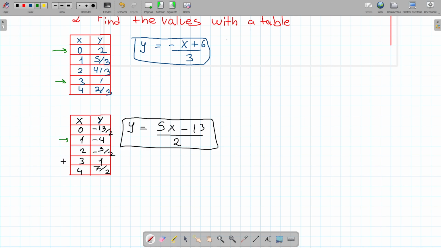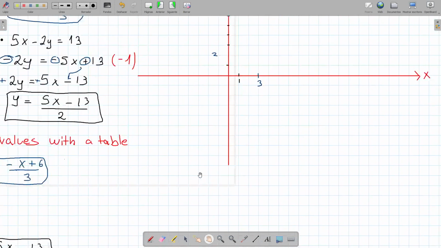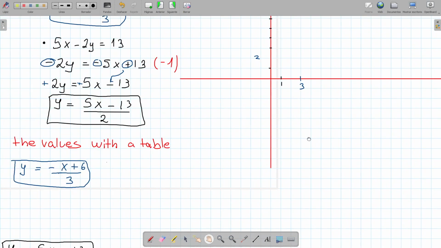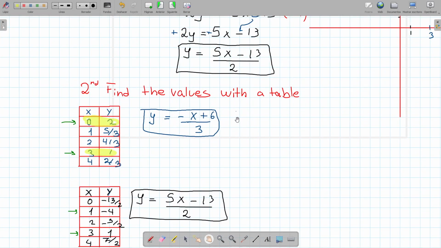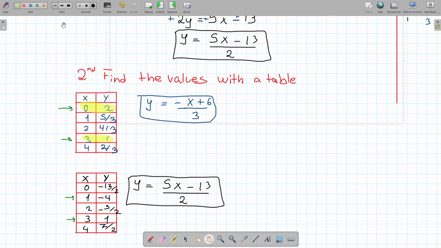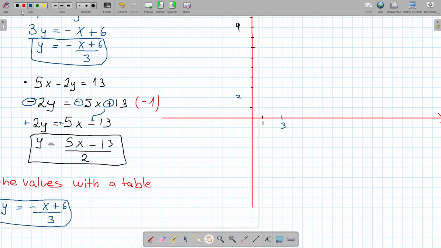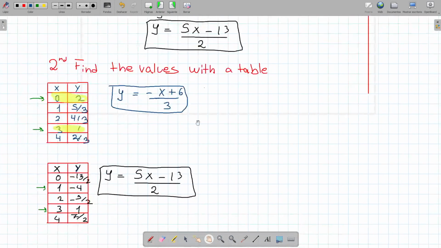For example, I will use as coordinates 0, 2, 3, and 1. If I try to do it with the other values, I will have decimal places, and putting decimal places on a line is not very comfortable to work with. So for the first equation, which is in blue color, I will put 0, 2, and we have 3, 1.